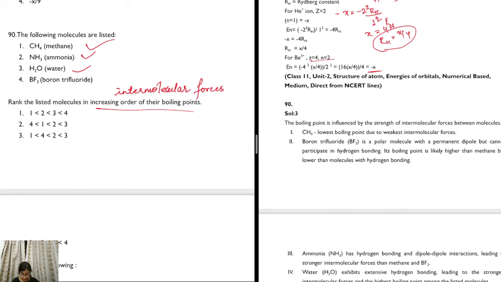BF3, here it is a polar molecule, but it doesn't have hydrogen bonding. It does have forces, but it does not have hydrogen bonding. So see, this will be least. Okay, and then we have BF3. Now, among ammonia and water, see, oxygen is more electronegative than nitrogen, so it has better hydrogen bonding, which means the boiling point will be more. Okay, so this would be our answer, which corresponds to 3.